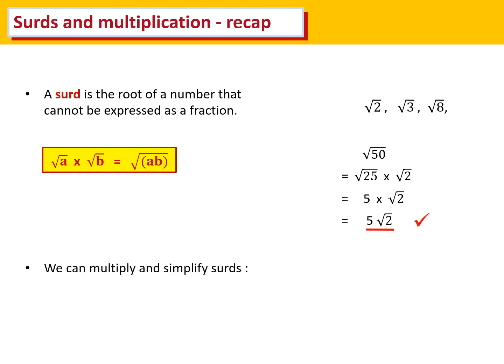We can also multiply and simplify for surds at the same time. So root 40 times root 6, if we multiply that up, that's root 240. To simplify it, we ask ourselves, what is the largest square number that divides into 240? And the answer to that is 16. It's 16 times 15. And the square root of 16 is 4. So we can write that as 4 root 15.